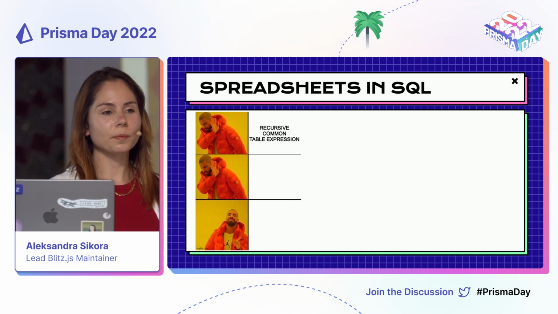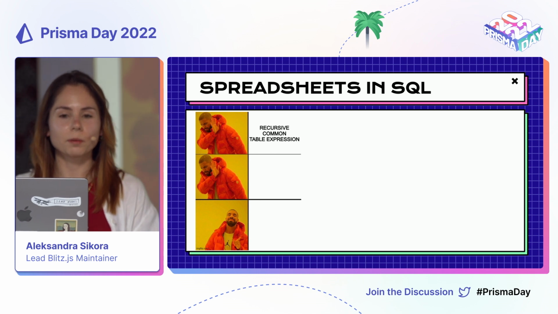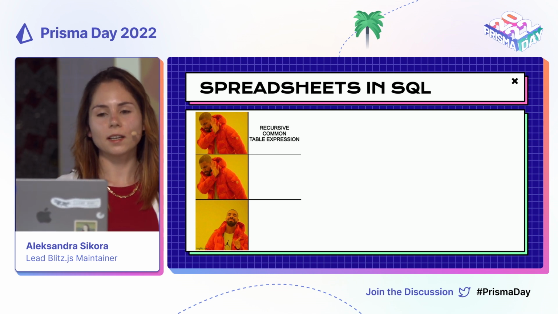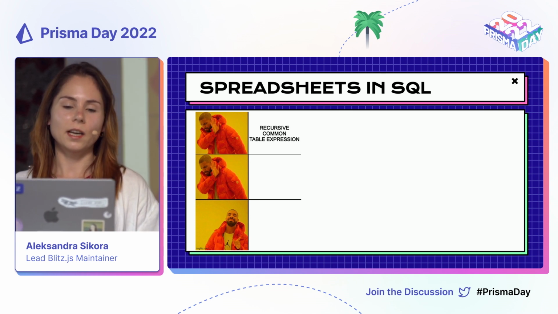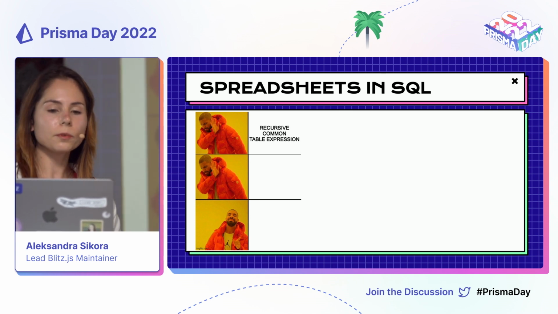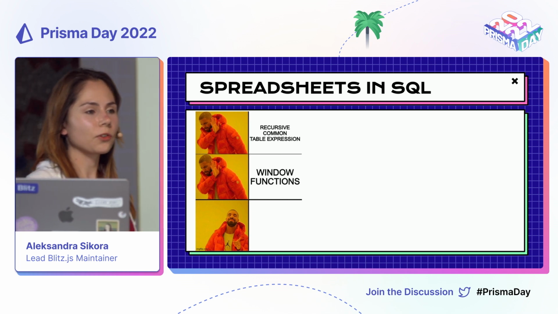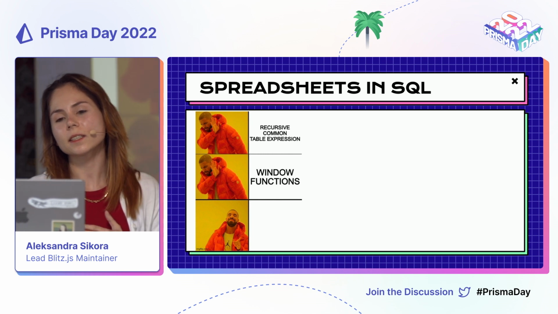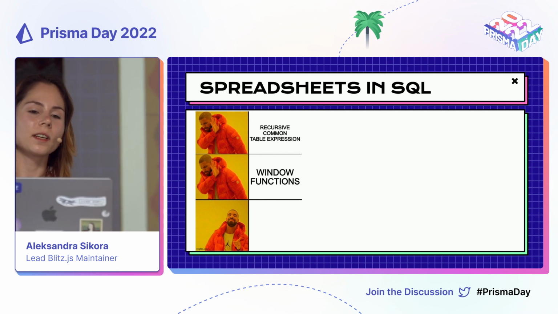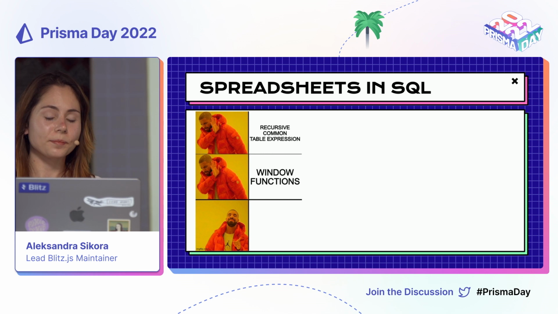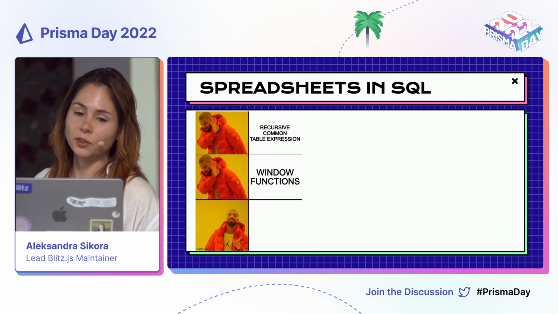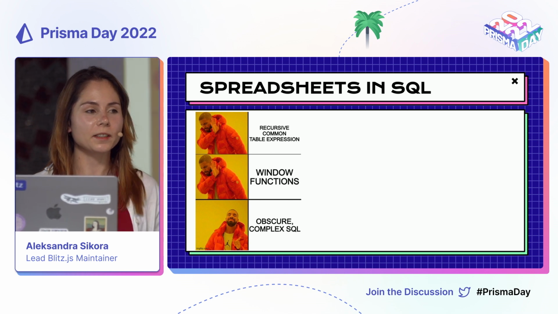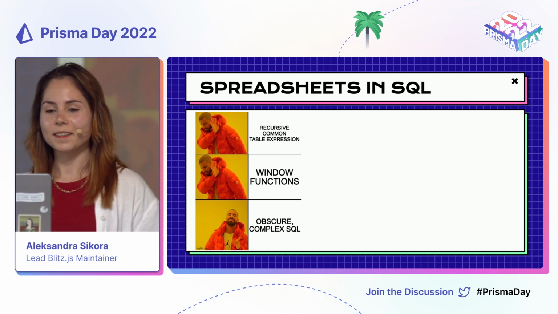So how do we do this? Can we use recursive common table expressions that we were already talking about? I don't think so. I haven't tried that, but I think it's not possible. Can we use window functions that we already saw? That's probably possible, and we could do this. But why would we do this if we can instead use some obscure, overcomplicated, and vendor-specific SQL? That's what we're going to do here.